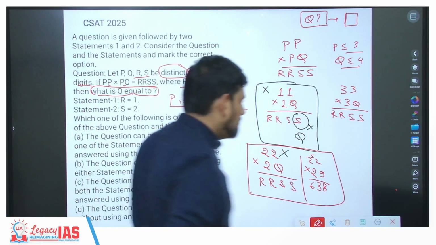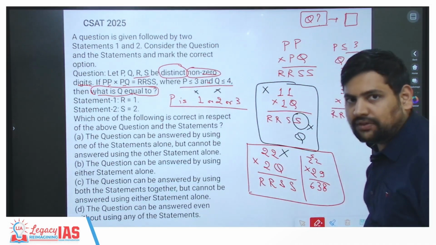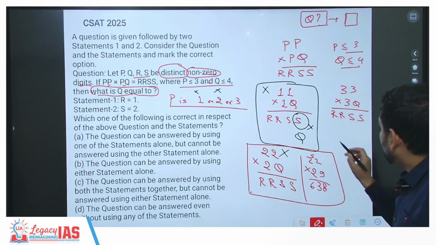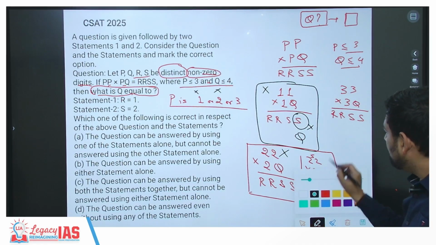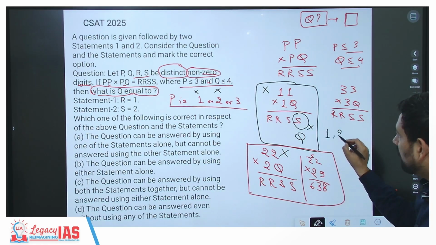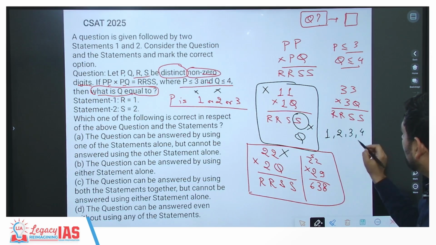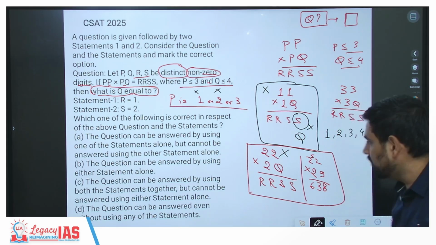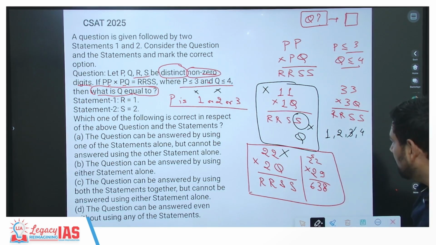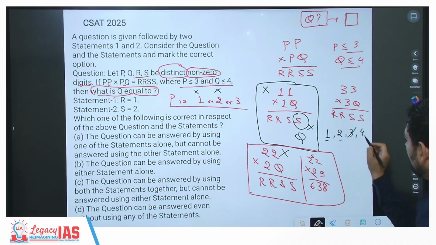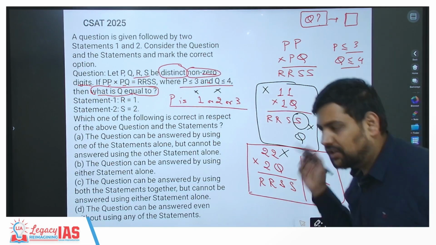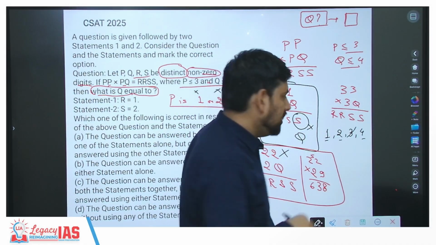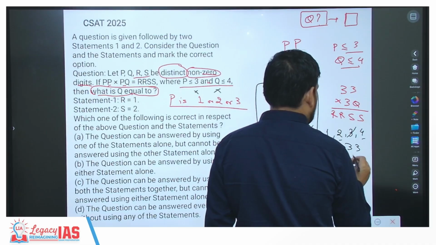Now you see, if I see, all of them are distinct. So for q, what are the possible values of q? Q can be 1, 2, 3 or 4. Now p has taken 3, so q cannot be 3. What are the possible values? 1, 2 and 4. Now let's try to put 2 here, then it becomes 33 into 32.